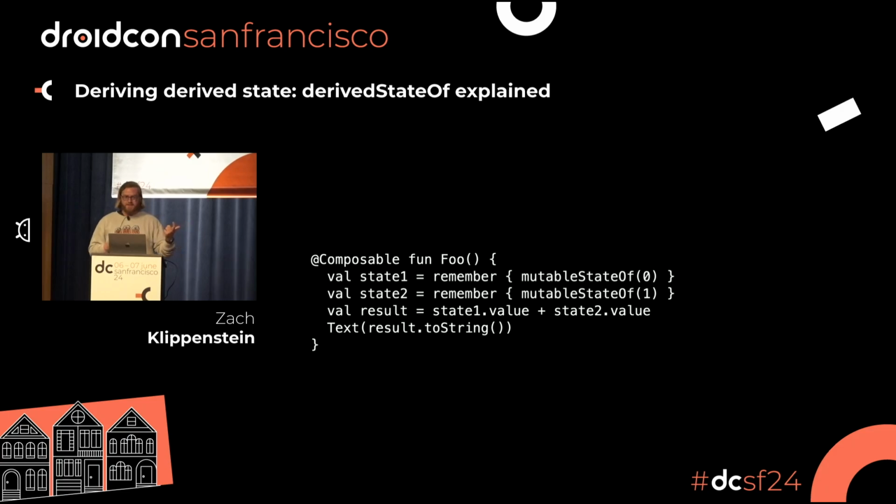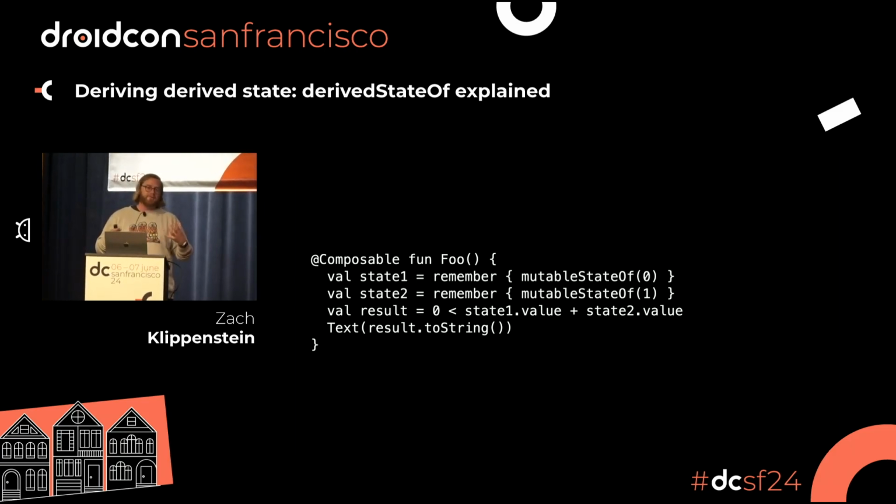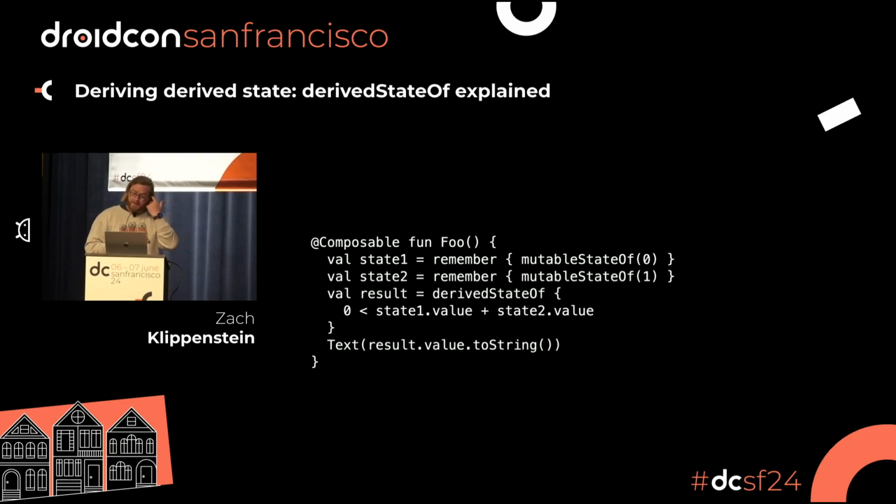So let's look at a slightly different example. We go back to the code we just had, and let's change that calculation so now it's going to basically return a Boolean that indicates whether the value is over a threshold or not. So now, for most of the values of the input states, the result's going to be the same thing. So we don't actually need to recompose foo here every time the inputs change, because most of the time, we're not actually going to be changing anything on screen. So this is where derivedStateOf can be helpful.